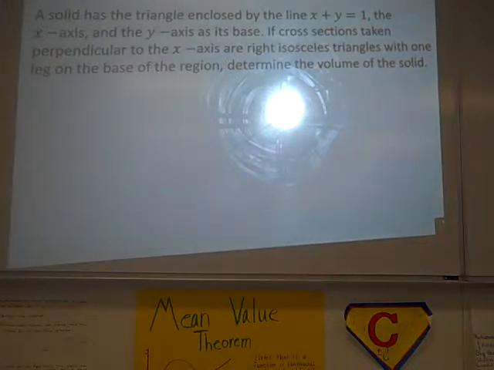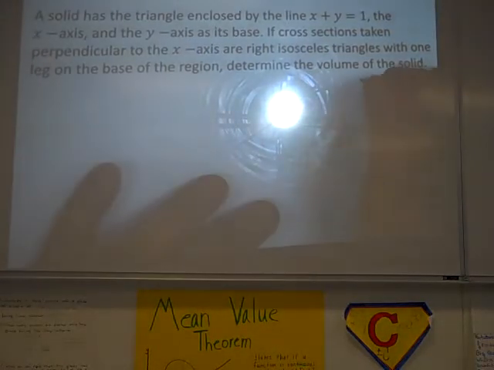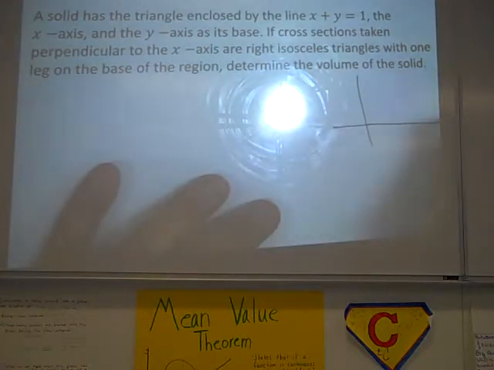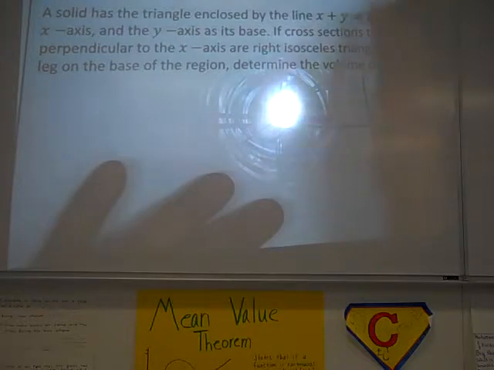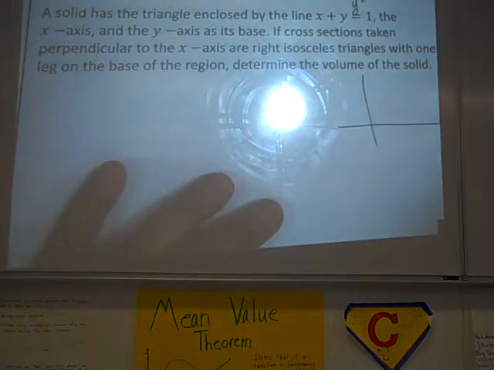Okay, a solid has the triangle enclosed by x plus y equals 1, the x-axis and the y-axis as its base. Cross-sections taken perpendicular to the x-axis are right isosceles triangles with one leg on the base of the region. Determine the volume of the solid. Well, let's start this off. Let's figure out the region. x plus y equals 1 is the same as y equals negative x plus 1.